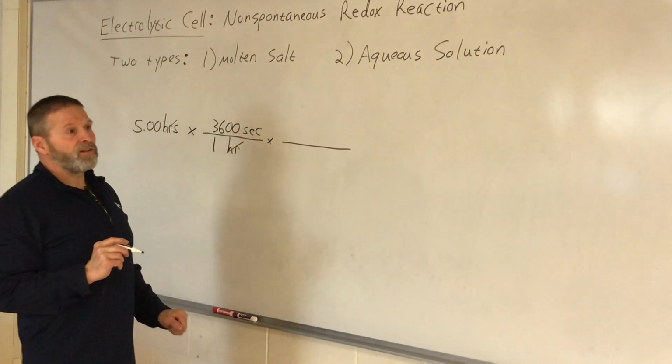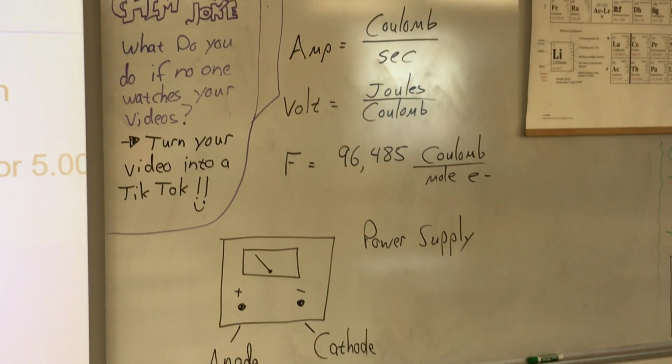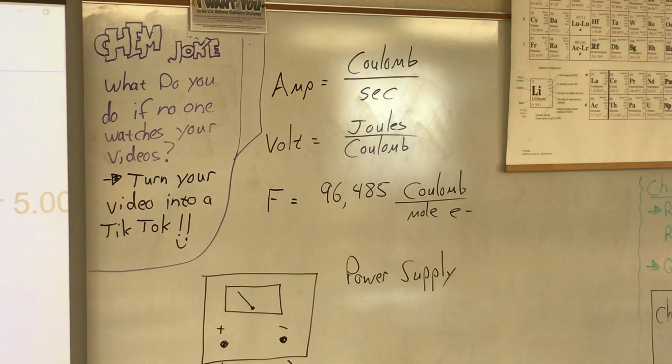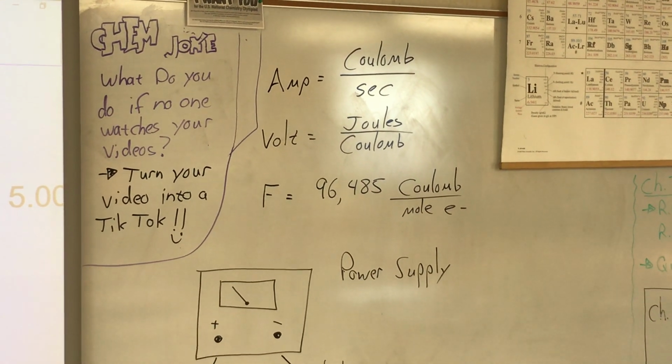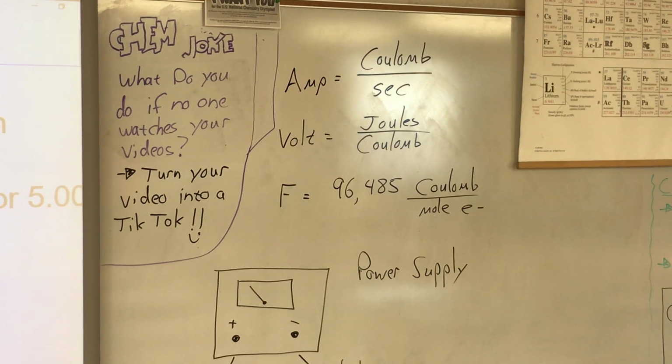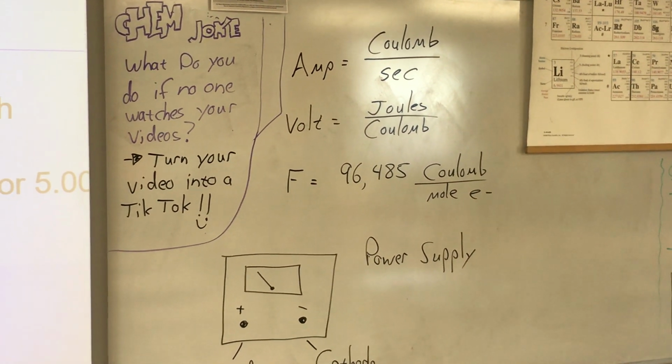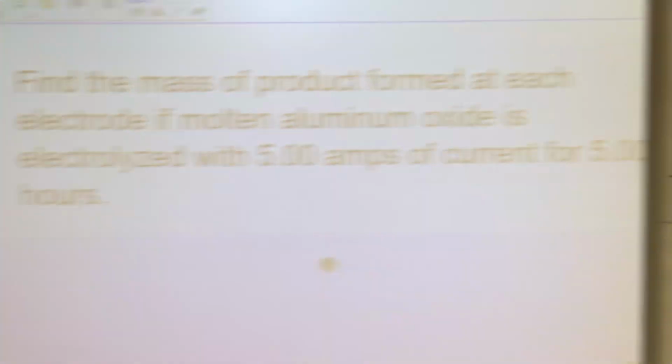Okay, now we're going to cancel the seconds out using the amps. Remember, it's coulombs per second. Yeah, amp is a measure of current. So we got volts measuring the potential difference, the voltage of a cell. The amp, though, we need the amp. We get that from the power from the wall. That power supply determines how many amps.